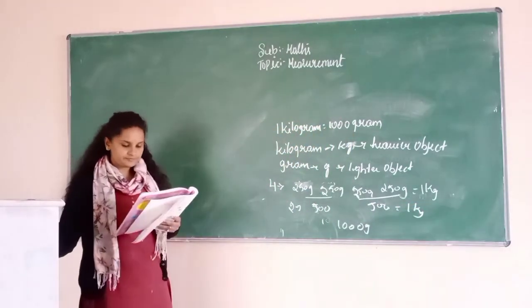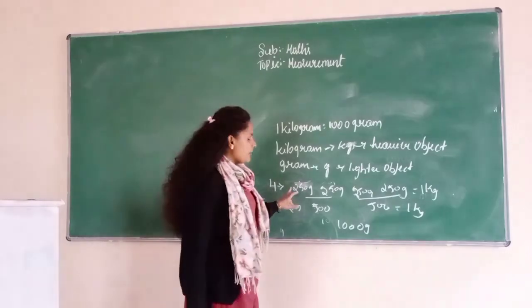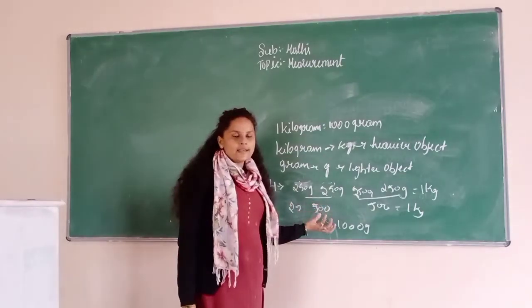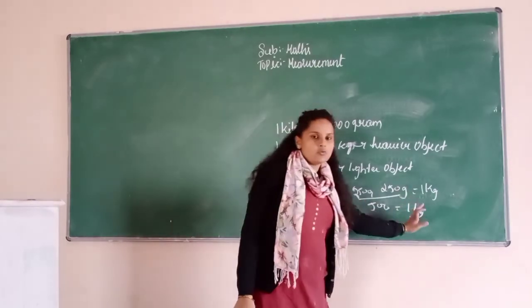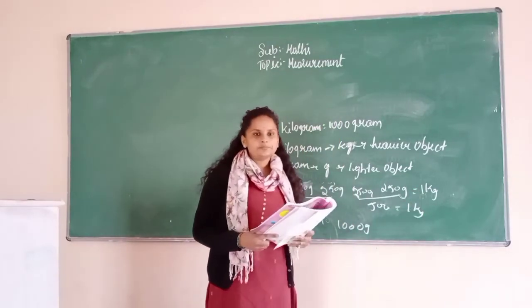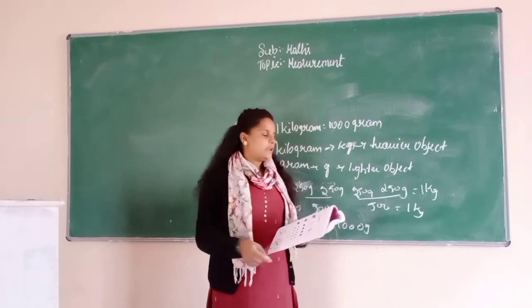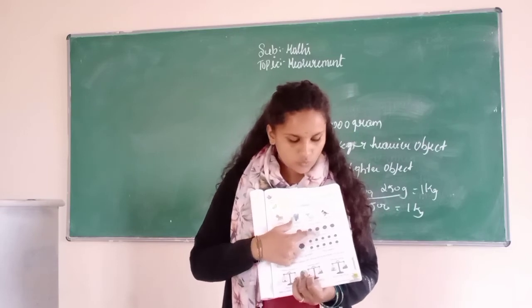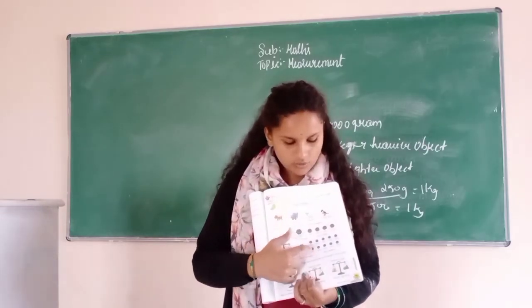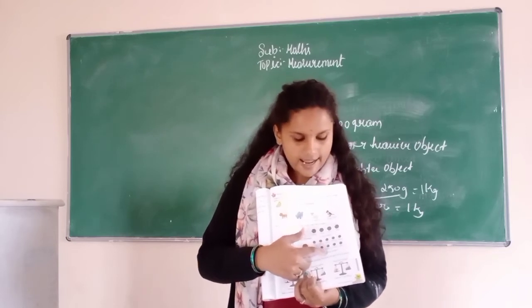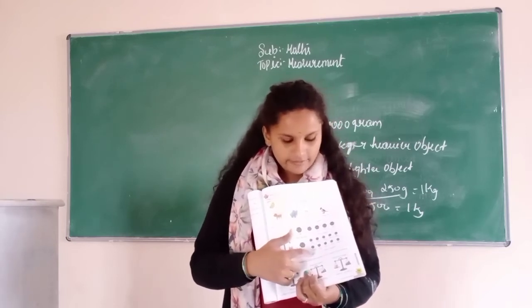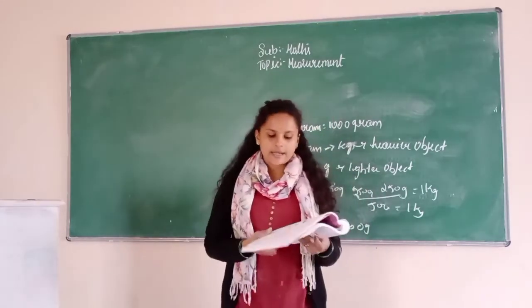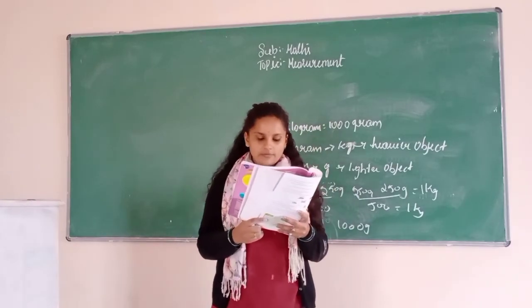Are you getting it, children? If we have 100 grams weights, how many do we have to put to become 1 kg? That means 10 weights of 100 grams, if we put, it will become 1 kg. So here what do we have to write? For 100 grams weight, we have to put 10.